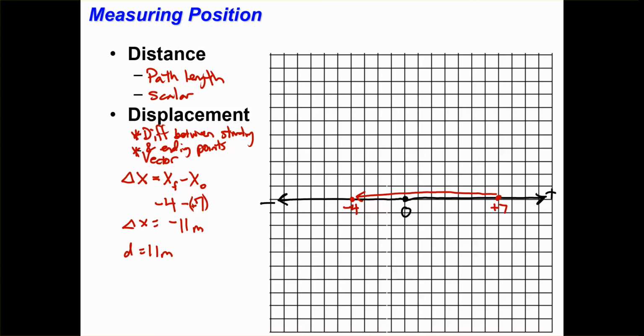So if we take a look at the opposite situation, let's say the object goes from -4 to +7. What would the displacement be? And how would that compare to the distance?